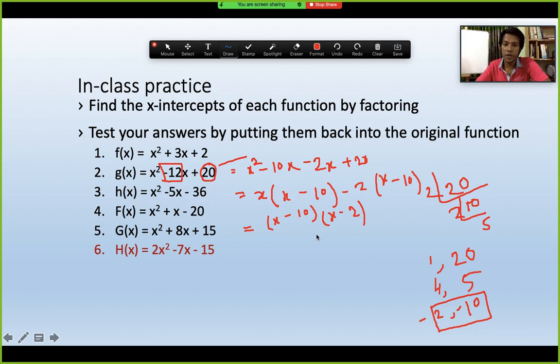So this way we can factor it. This way, the same process for all of them.